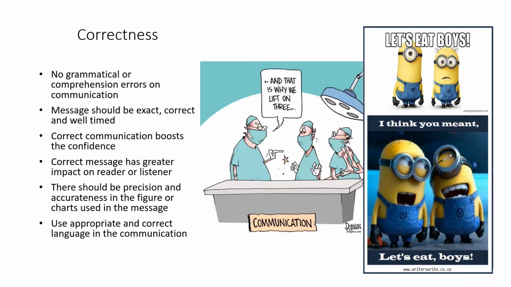If you can see this image, the upper minions are saying, "let's eat boys." The verbal meaning of this sentence is that they are supposed to eat the boys. But the actual sentence should be, "let's eat, boys," which means they both are going to eat something. The proper use of a punctuation mark can drastically affect the meaning of your sentence.